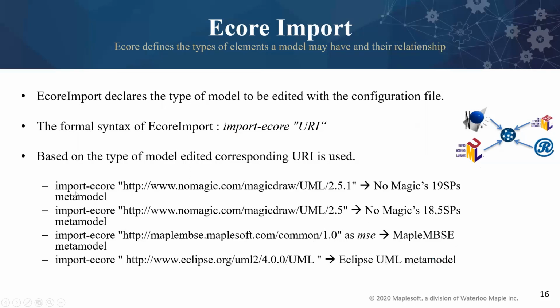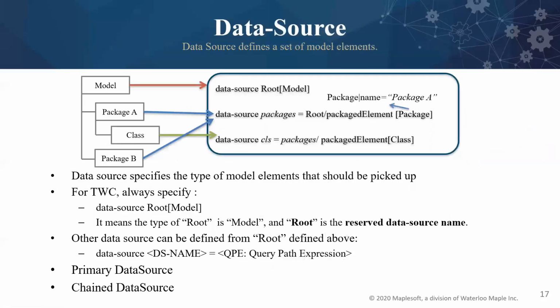So for today, the eCode that I'll be using for the sample is for the 19 service pack 2 server, which is 2.5.1, and I'll also be using the Maple MBSE's eCode import. And once we define the eCode import, we will now define the data source. So we already saw how to query the root of a model, like the data source root model.